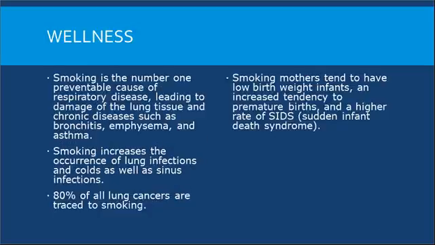Smoking is another thing that we can control. Smoking is the number one preventable cause of respiratory disease. It leads to damage of the lung tissue and chronic diseases such as bronchitis, emphysema, asthma, as well as lung cancer. So smoking increases occurrence of lung infections as well as sinus infections. 80% of all lung cancers are traced to smoking. And smoking mothers, if you're pregnant, there's a tendency to have a lower birth weight infant, an increased tendency to premature birth, and also a higher rate of SIDS, which is sudden infant death syndrome.